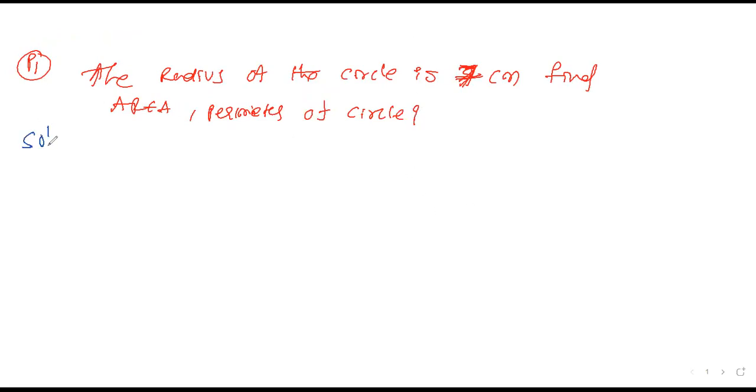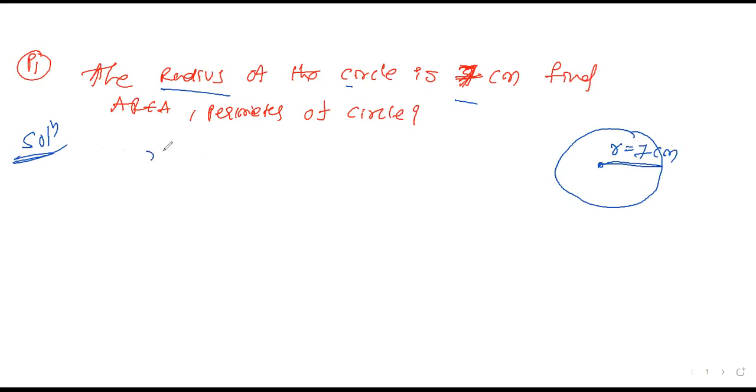Now the solution. First we take the given information. They mentioned the radius of a circle, so let us draw a circle. This is the radius, small r. What is the value of small r? 7 centimeters. Let us take the radius of the circle as 7 centimeters. Now they're asking for area and perimeter.